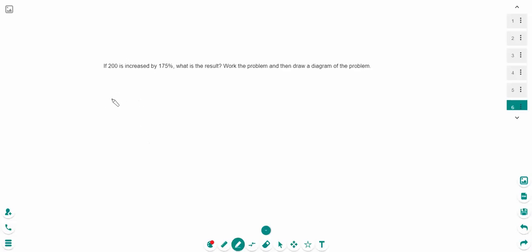This one is probably as complicated as it's going to get for you, so really pay attention to this one. If 200 is increased by 175%, what is the result? All right, so let's stop and think about that for a second. 200 is increased by 175%. This one might make a little bit more sense to draw the diagram first, which is interesting. So the diagram, let's start with our before diagram.